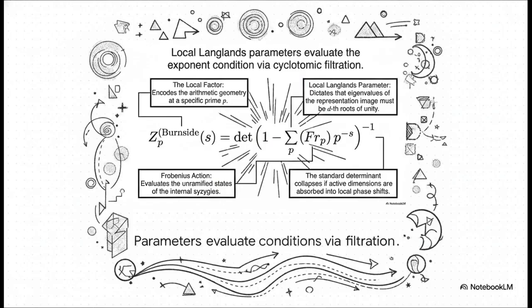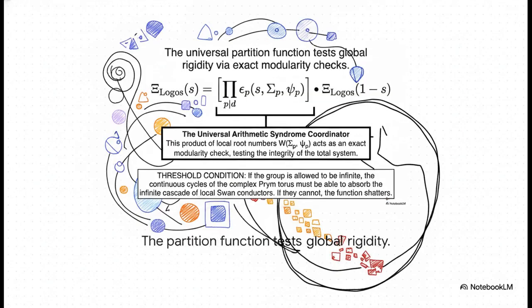Now, if you've ever wrestled with unramified states before, you know just how crucial this next part is. The Frobenius action, right there in the middle of the determinant, evaluates those unramified states. But watch out, because that standard determinant collapses entirely if the active dimensions get rigidly absorbed into local phase shifts. Let's zoom out for a second and see how this builds into the global picture.